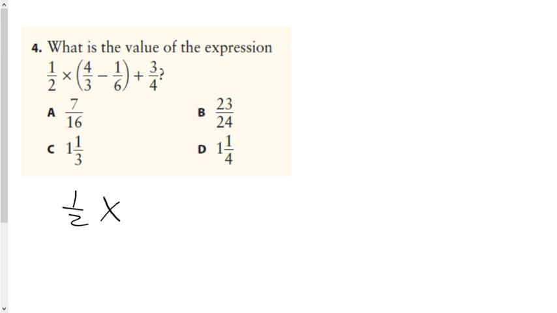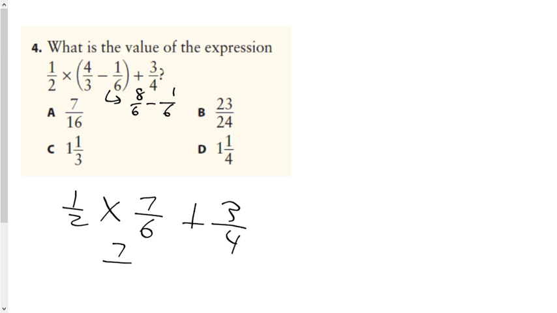So the first thing I'm going to do is solve the brackets. When you're subtracting, you're going to find a common denominator. You're going to use equivalent fractions. 8/6 take away 1/6 is 7/6. So I'm just going to leave it like that. When I simplify the brackets, I keep it right where it is, and the rest stays where it is as well. When I multiply these together, I get 7/12 plus 3/4.